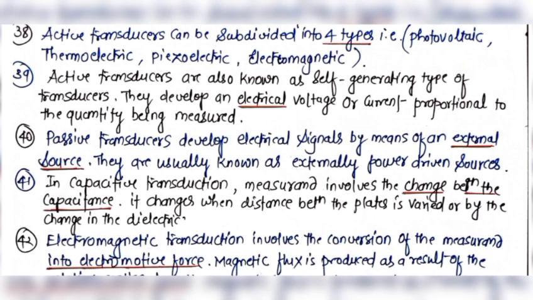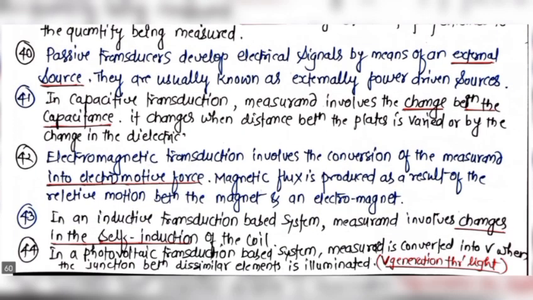In capacitive transduction, the measurand involves the change in capacitance. It changes when the distance between the plates is varied or by a change in the dielectric. Electromagnetic transduction involves the conversion of the measurand into electromotive force. Magnetic flux is produced as a result of relative motion between the magnet and an electromagnet.